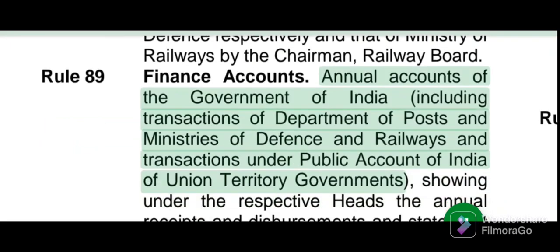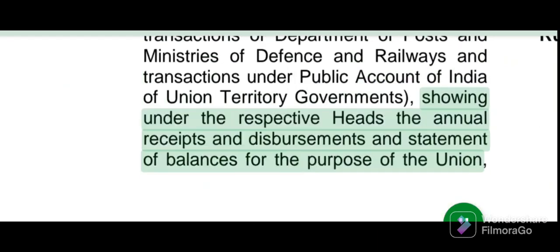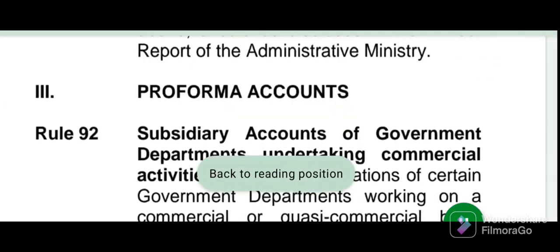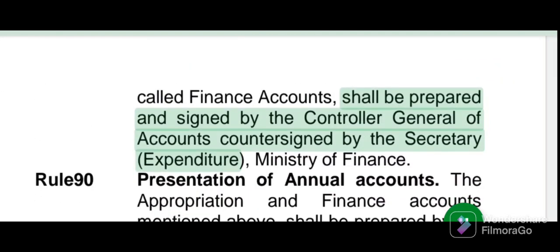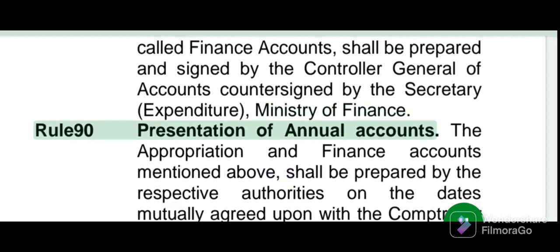Annual accounts of the Government of India including transactions of Department of Posts and Ministries of Defence and Railways and transactions under Public Account of India of Union Territory Governments showing under the respective heads the annual receipts and disbursements and statement of balances for the purpose of the Union, called Finance Accounts, shall be prepared and signed by the Controller General of Accounts, countersigned by the Secretary Expenditure, Ministry of Finance. Rule 90 Presentation of Annual Accounts.